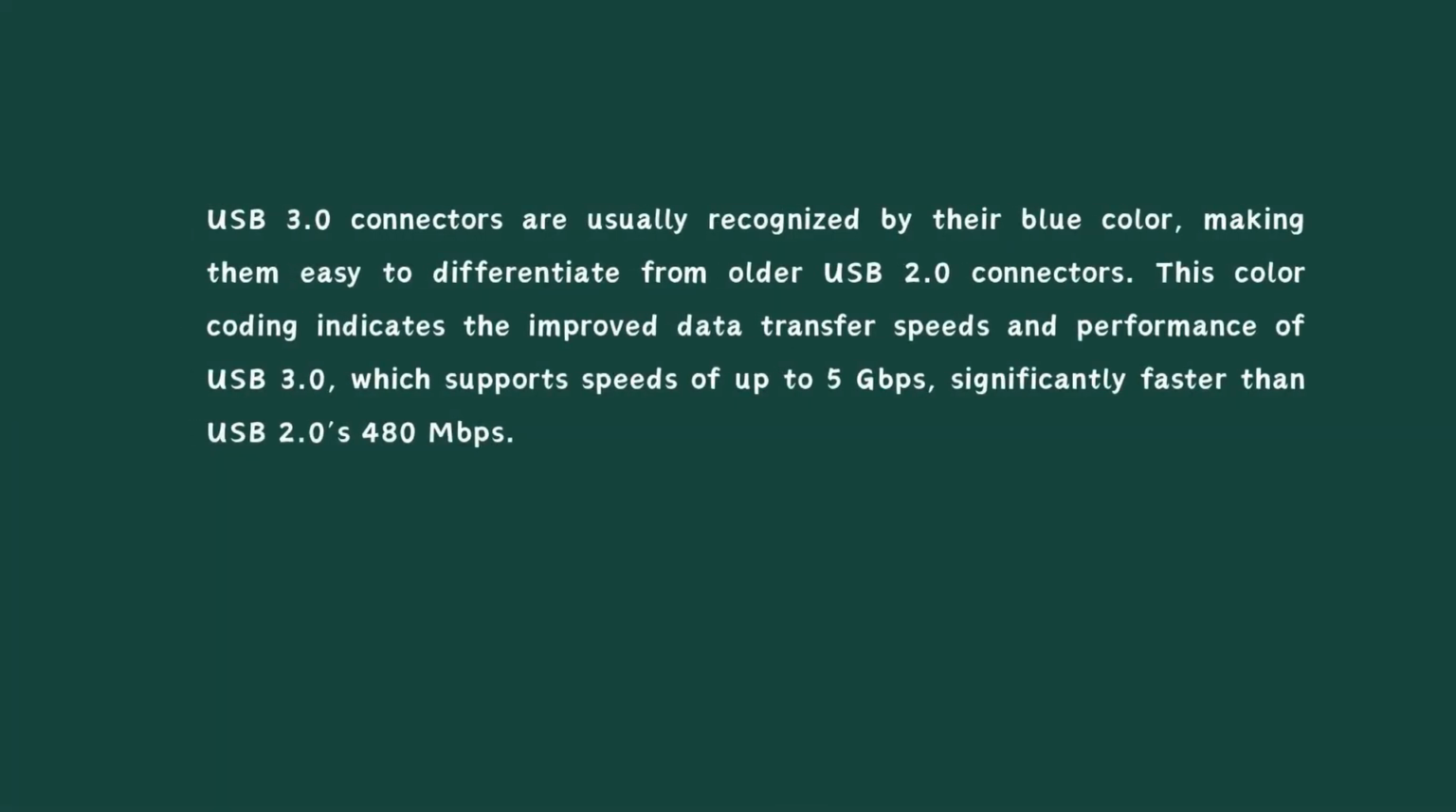USB 3.0 connectors are usually recognized by their blue color, making them easy to differentiate from older USB 2.0 connectors. This color coding indicates the improved data transfer speeds and performance of USB 3.0, which supports speeds of up to 5 Gbps, significantly faster than USB 2.0's 480 Mbps.